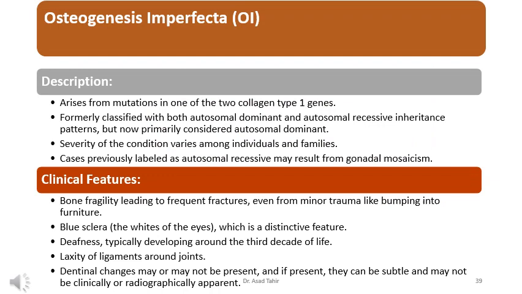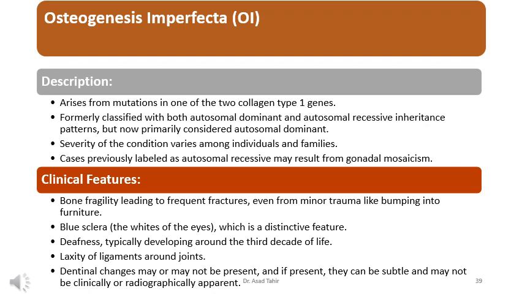Osteogenesis imperfecta, OI. Description: arises from mutations in one of the two collagen type 1 genes. Formerly classified with both autosomal dominant and autosomal recessive inheritance patterns, but now primarily considered autosomal dominant. Severity of the condition varies among individuals and families. Cases previously labeled as autosomal recessive may result from gonadal mosaicism.